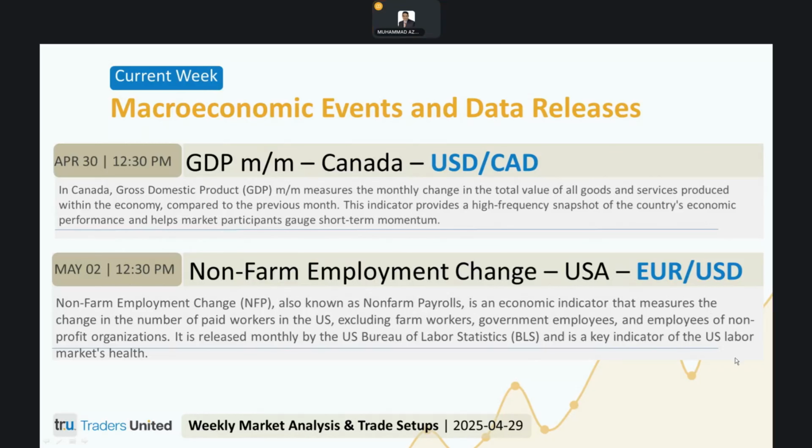Now, the previous number was 228K, and as of today the forecast is 129K. The actual data has not been released yet. It's going to be released on May 2nd, on Friday.